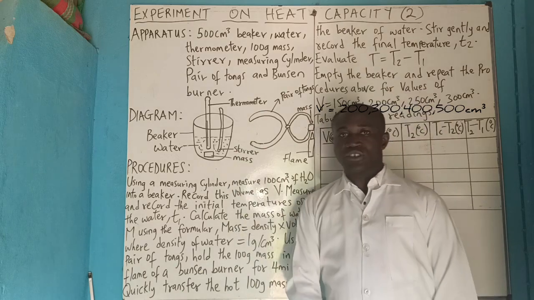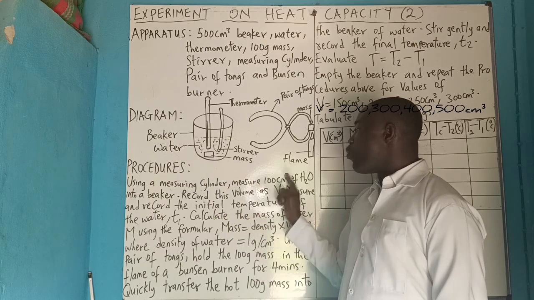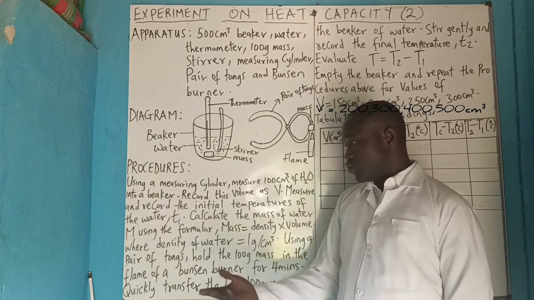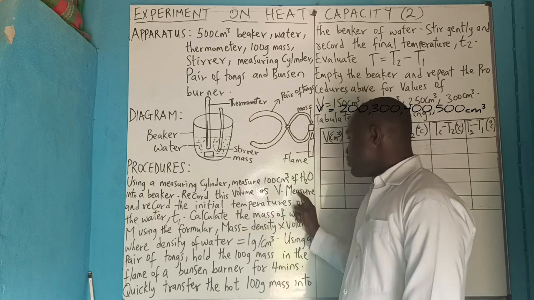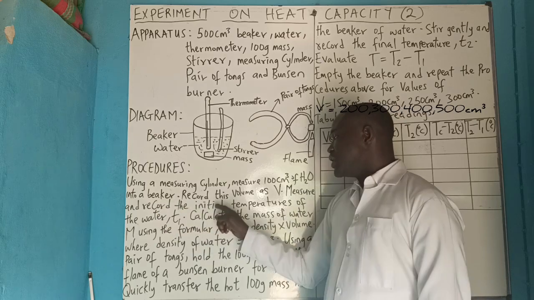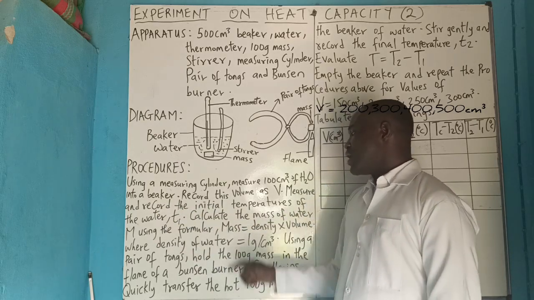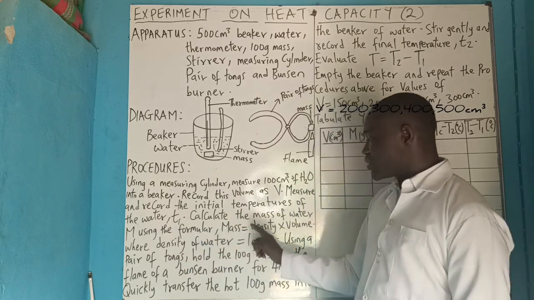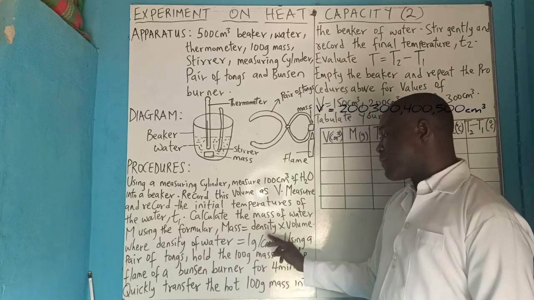Now let's go to procedures. Using a measuring cylinder, measure 100 cm cube of water into a beaker. We do it. Record this volume as V. Measure and record the initial temperature of the water as T1. Calculate the mass of water M using the formula mass equals density times volume, where the density of water equals 1 gram per cm cube.